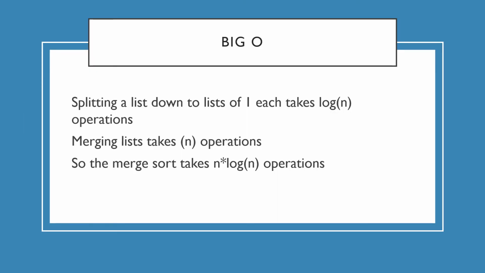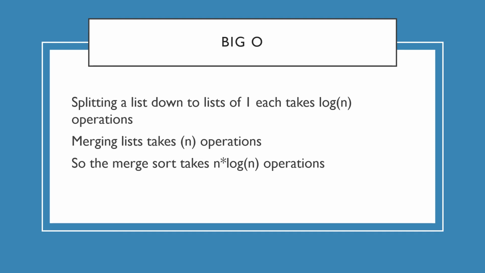So what's the big O value for the merge sort? To split a list down, chop a list in half and half again until it gets down to one item. Well, we already know how many operations that is, don't we? Because we used it in the binary search. We know it's log n operations.